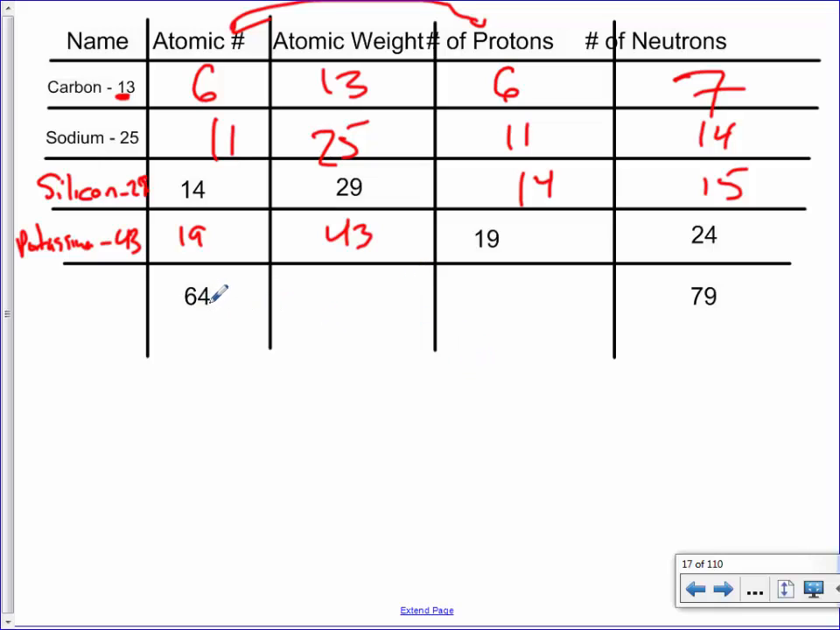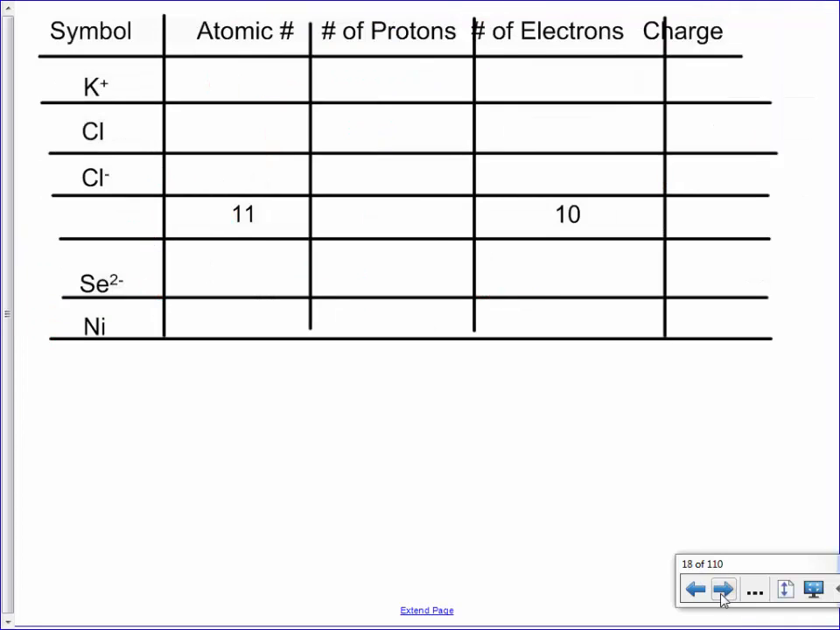So for the last one, with it being a 64, that guarantees that it is, 64 is down there, gadolinium. That's cool. Gadolinium 64. So it has 64 protons. So its atomic weight, add those two up. Just don't screw up math, Chris. 143. We're good? Cool. You guys have done this before? Awesome. Moving on. Okay, let's talk about ions then.